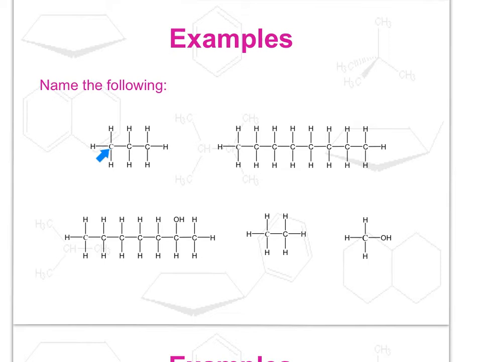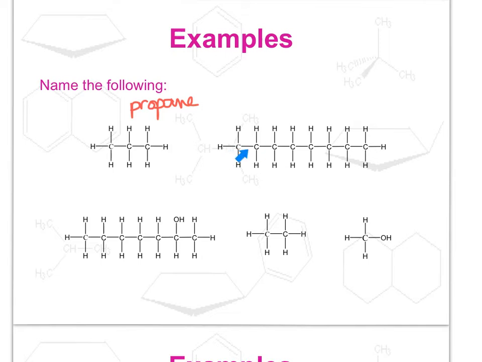So here we have 1, 2, 3 carbons. So that would be prop. That's the parent. And then you decide what functional group it is to give it the ending, the suffix. So in this case, we have all single bonds. We just have carbons and hydrogens. No rings or anything special, and so that would be an alkane. So you would end it with ane. So this is propane. Let's look at the next one.